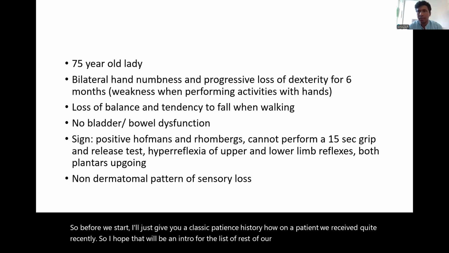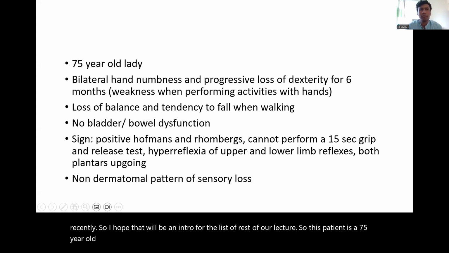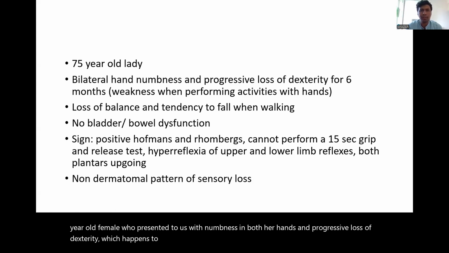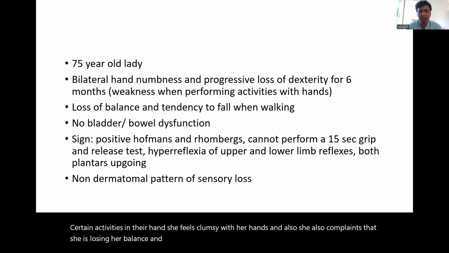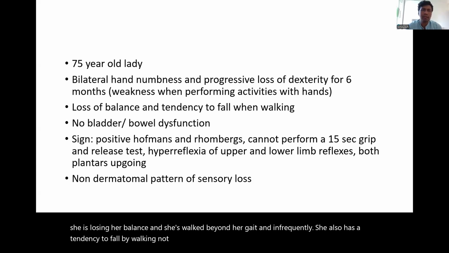This patient is a 75-year-old female who presented to us with numbness in both her hands and progressive loss of dexterity, progressing over the last 6 months. She had difficulty and weakness in performing certain activities with her hands. She feels clumsy with her hands. She also complains that she was losing her balance and is wobbly in her gait, and infrequently she has a tendency to fall while walking. Not so surprisingly, she doesn't have any sphincter dysfunction.